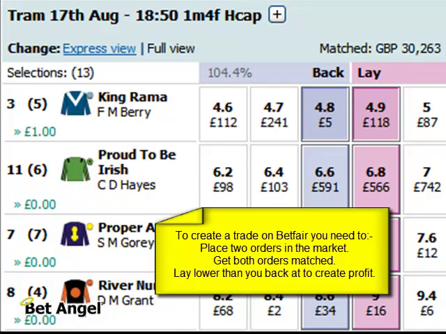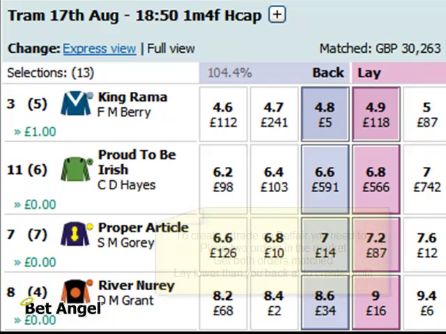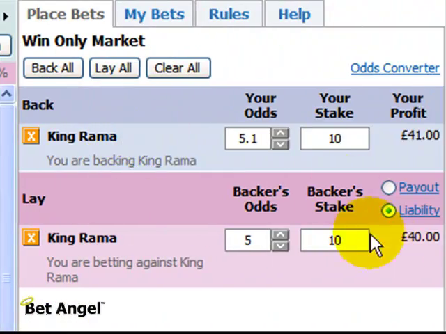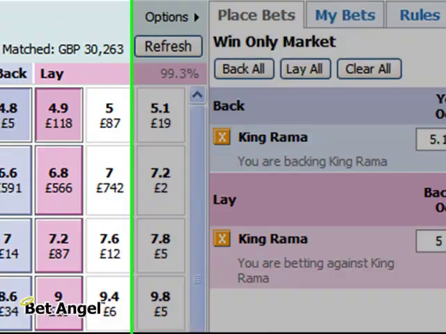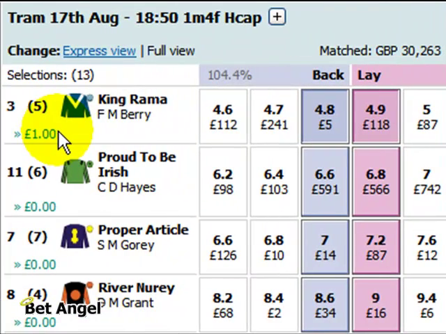So you can see here, by laying at a lower price than that at which you back, you can see how this works. You can see our potential liability here is £40, but our potential profit is 41. There's a difference of £1, therefore we will net the difference between the two. Now, of course, the risk that you've got here is that one or another of these orders does not match.